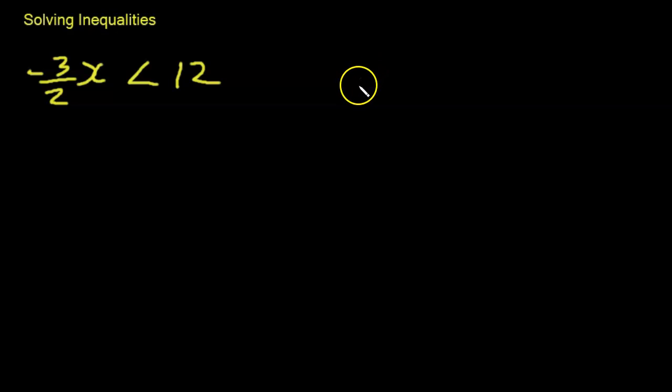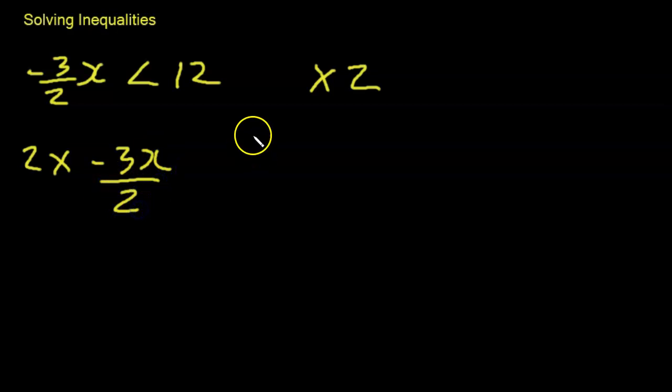What's the LCM here? Well, the only denominator we have there is 2. The LCM is definitely 2. So 2 times each term. So 2 times minus 3x over 2, and then 2 times the other side, 2 times 12.